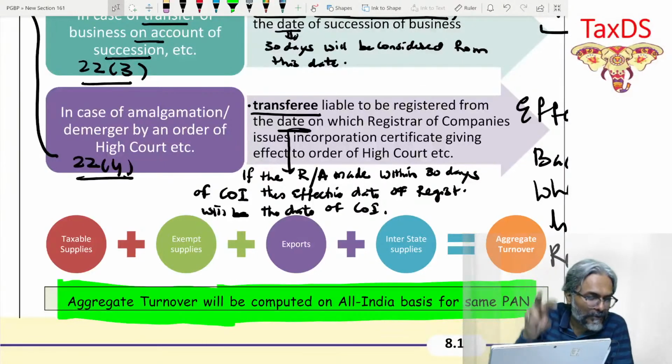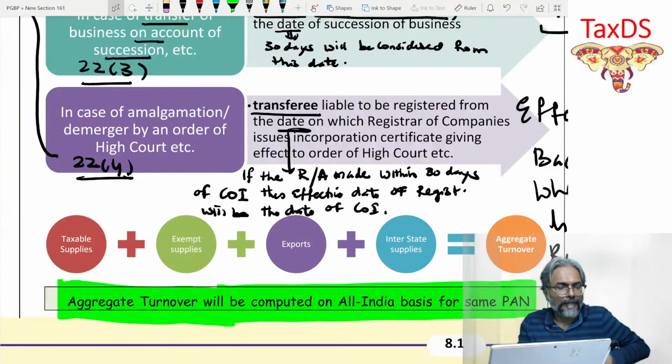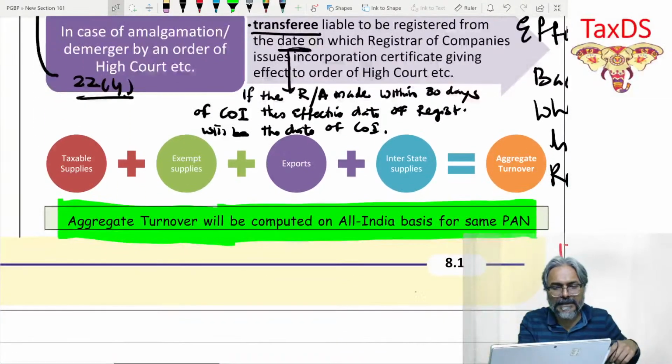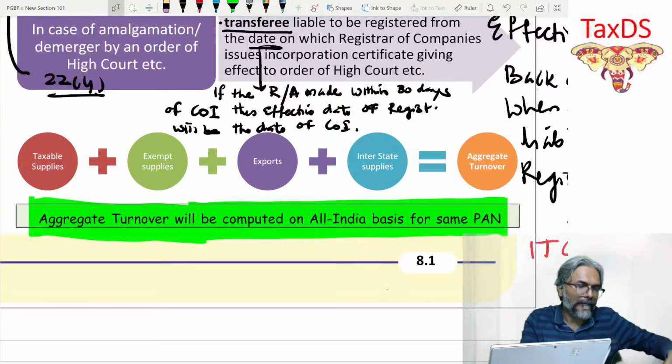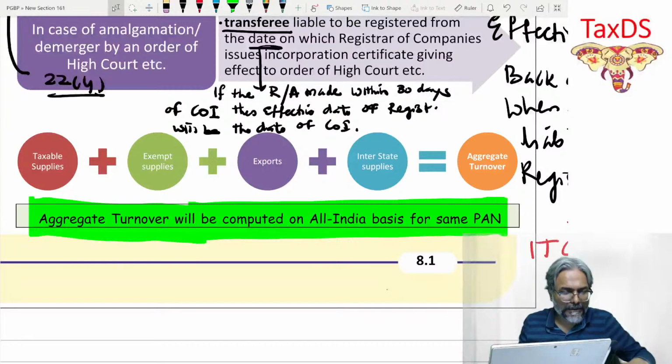The term aggregate turnover, students, see the equation. All of you, everyone will see the equation of the term aggregate turnover.